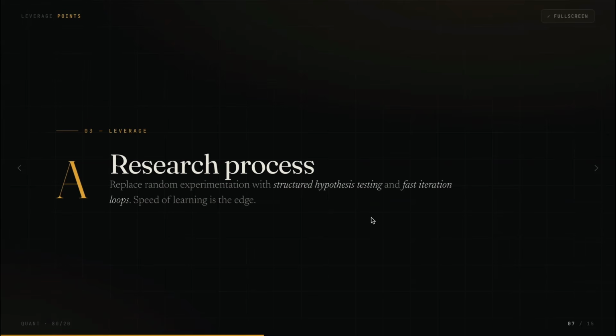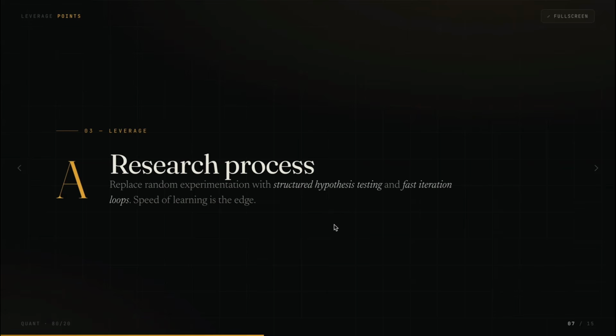So now you have something that you can pay like 20 euro a month. That's nothing compared to the output you get back. So this is leverage. This is an insane leverage point using those AI agents. The research process replaces random experimentation with structured hypothesis testing and fast iteration loops. Speed of learning is the edge.